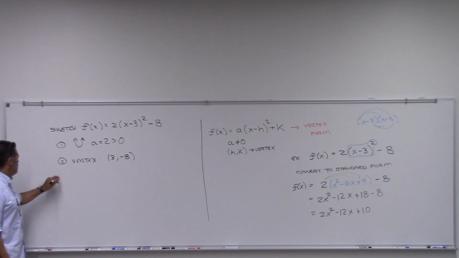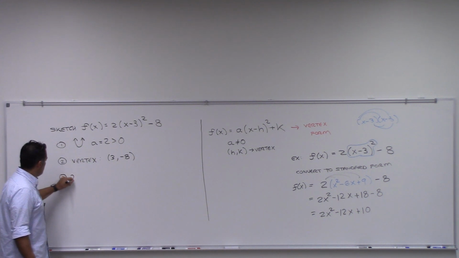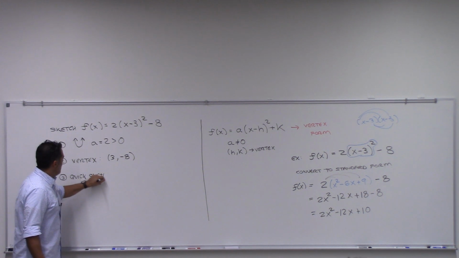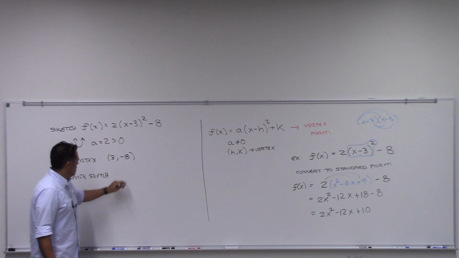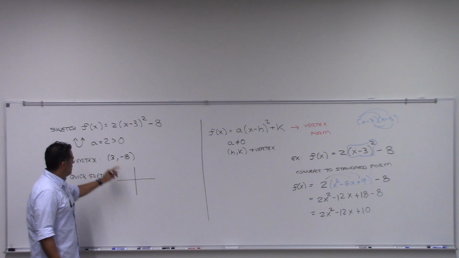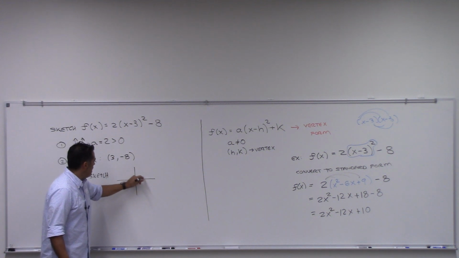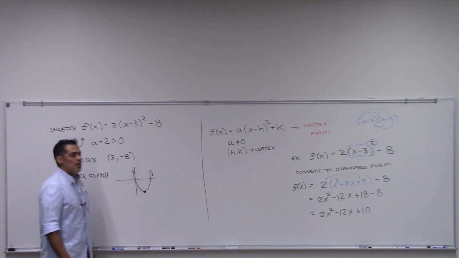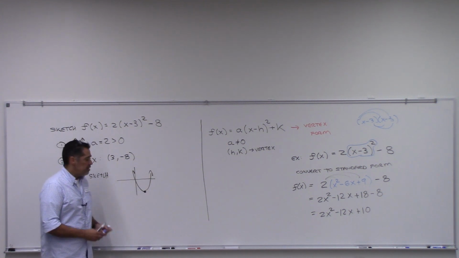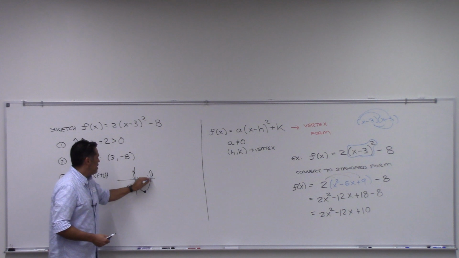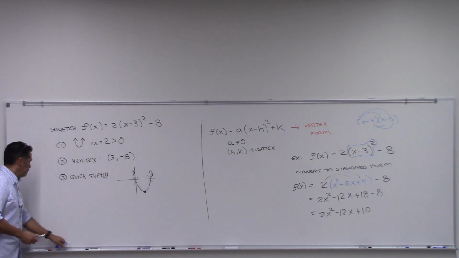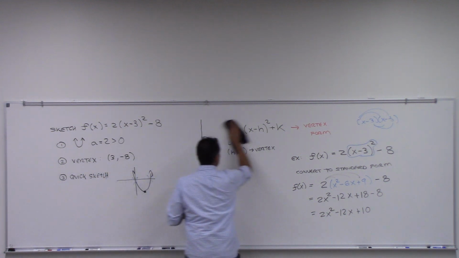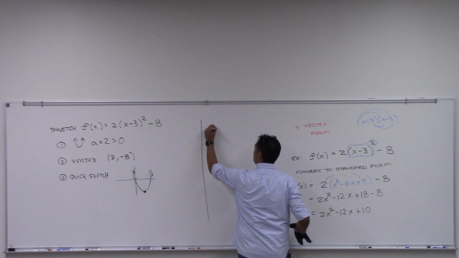And so now I'm going to do my quick sketch. My vertex is to the right 3 and down 8, so my vertex is somewhere down here. I know it opens up, so I should have 2 x-intercepts. I just have to go figure out where they are. So for my next step, I'm going to find the x-intercepts.